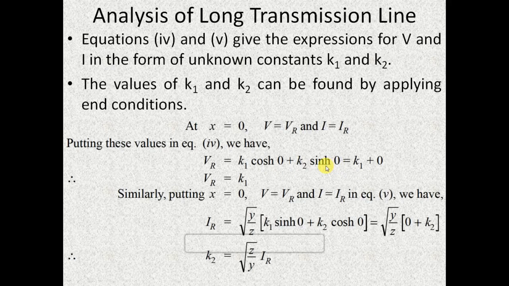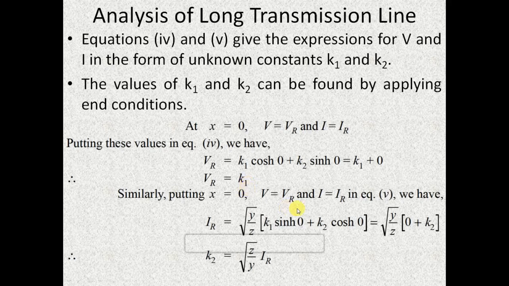You can make the substitutions in the expansion form which I have told just now, that is cosh x is equal to (e raised to x plus e raised to minus x) by 2, whereas sinh x is equal to (e raised to x minus e raised to minus x) by 2. If you make that substitution of x as 0, you will be able to find cosh 0 is equal to 1, whereas sinh 0 is equal to 0. Therefore, we will get the relation of VR is equal to k1.